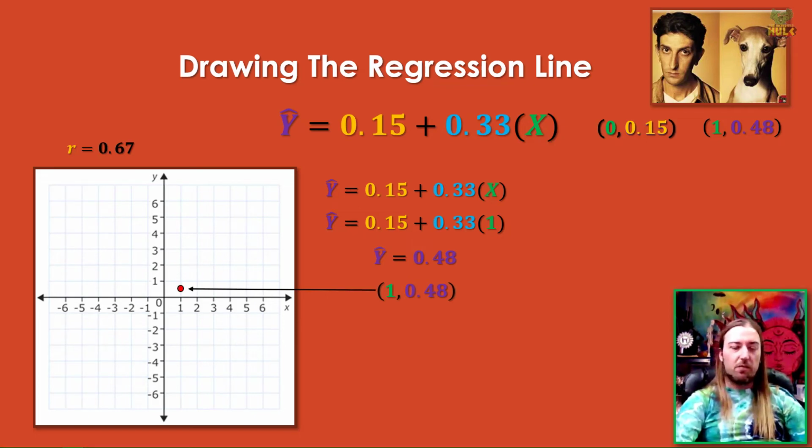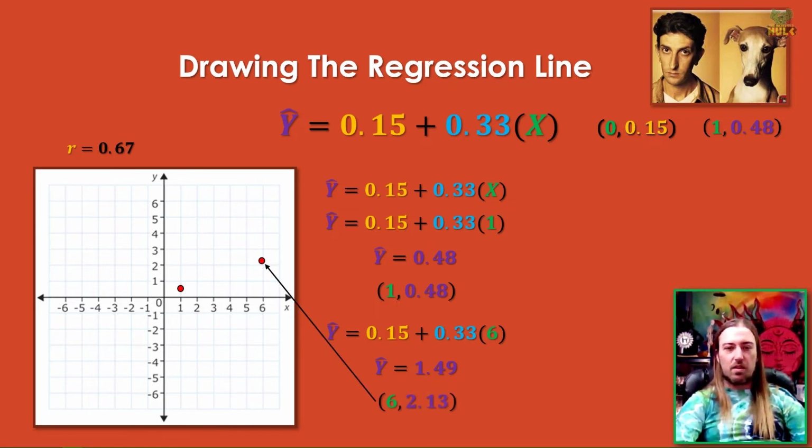And then we can do it again for another arbitrary value. So I'm going to keep it a small value so that it stays on my little coordinates that only go to about 7 by 7 here. So let's put in a value of 6. All right, so y hat equals 0.15 plus 0.33 times 6. What's the y when x is 6? Turns out it's 1.49. We then have the coordinates of 6 and 2.13.